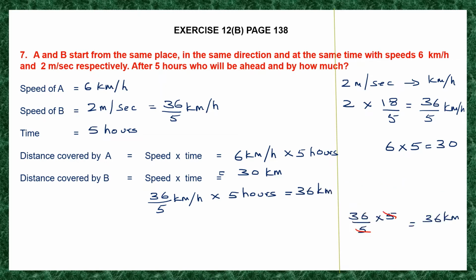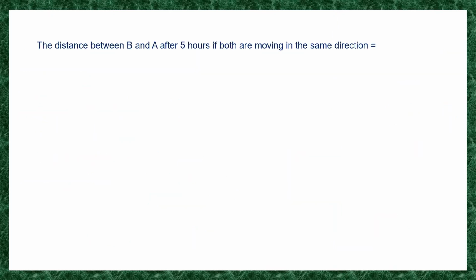So we have found the distance covered by A to be 30 kilometers and the distance covered by B is 36 kilometers. Now from this we can clearly make out that B is ahead of A. So let's write that down. B is ahead of A. So that is the first part of the question. So we have found that out, that B is ahead. Now the second part of the question, by how much? So we have to do the second part.